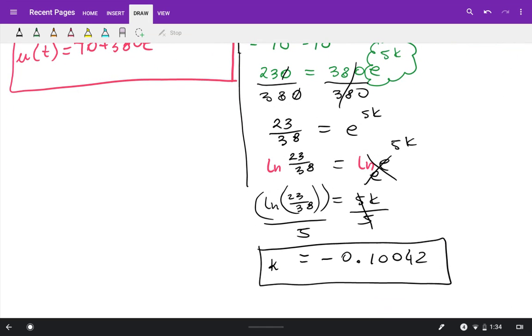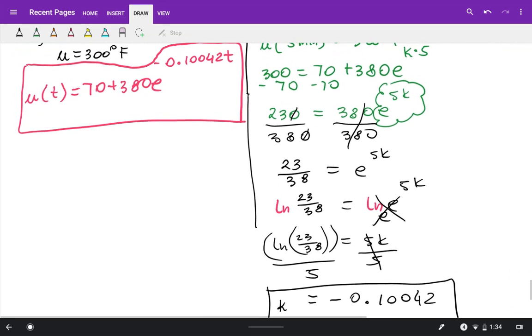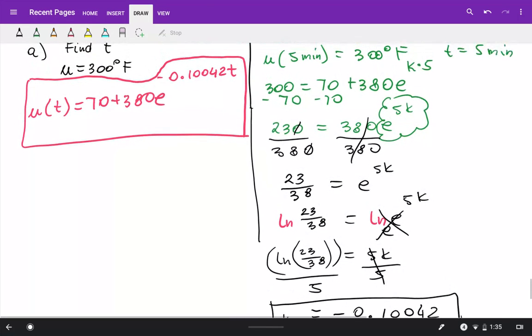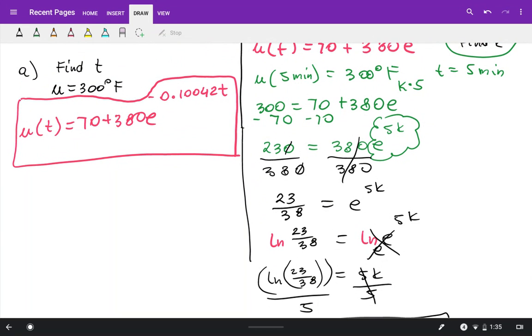And of course, it's an exponential equation, so we need to change to logarithmic. And we end up with the constant k equal to negative 0.10042. How do I know we're on a good track? First of all, the constant k for Newton's cooling law should be negative. So we end up with negative. And also, I solved that problem before, so I know we're good.